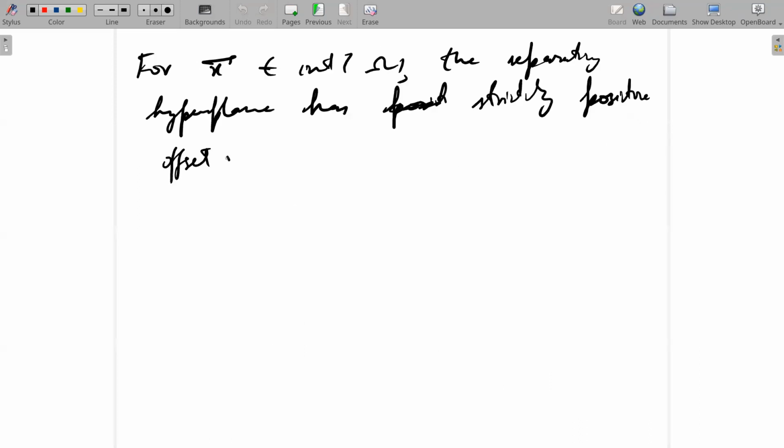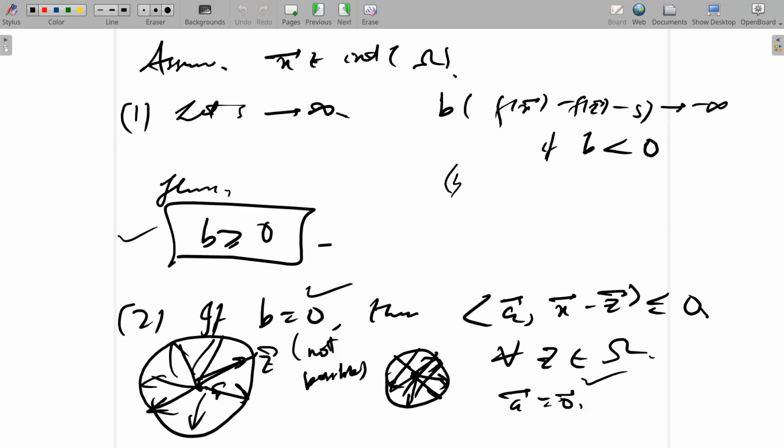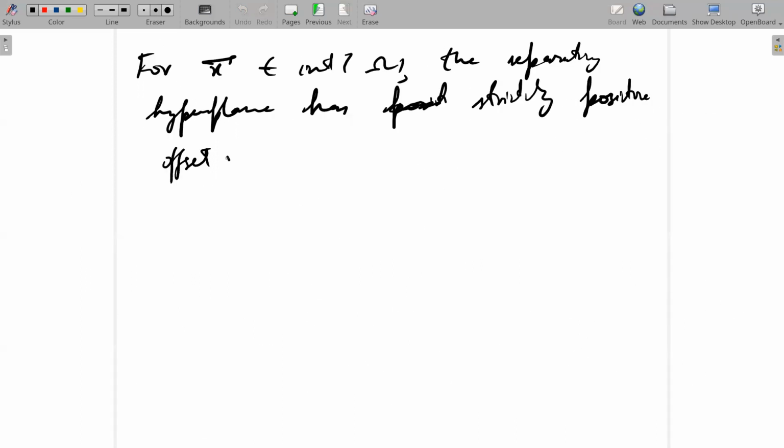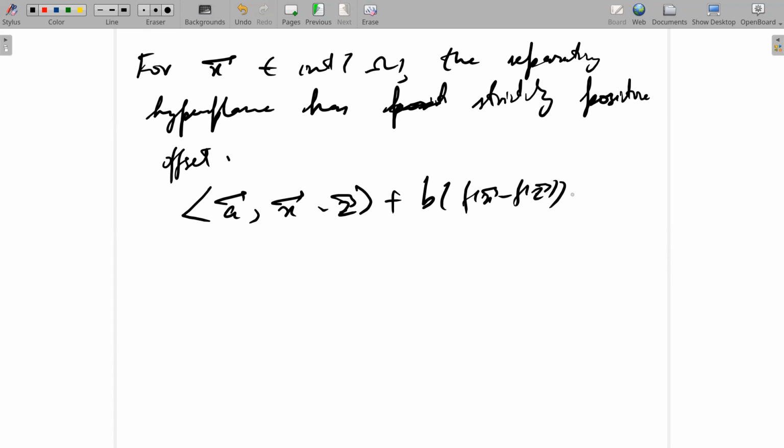So then what I will do is, okay, now I'm going to choose s equals 0 here. And then what do I have? a dot (x minus z) plus b times (f(x) minus f(z)) is less than or equal to 0. Right? Yeah, it's less than or equal to 0. So then I move things around. So what do I conclude? This implies b is strictly positive.